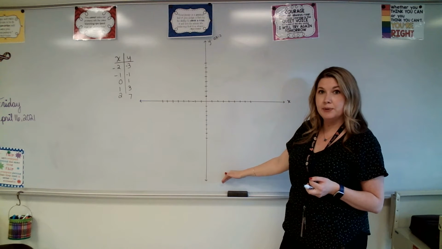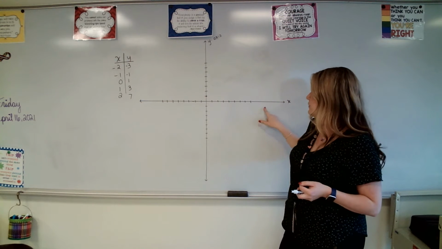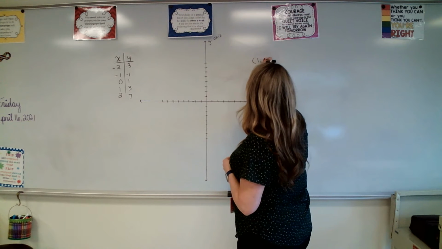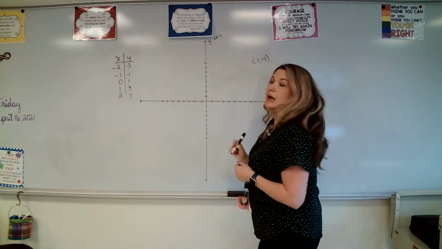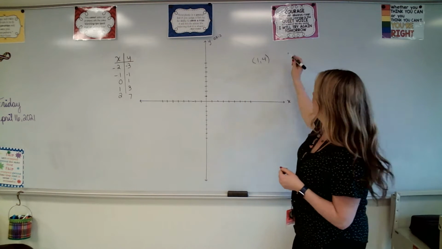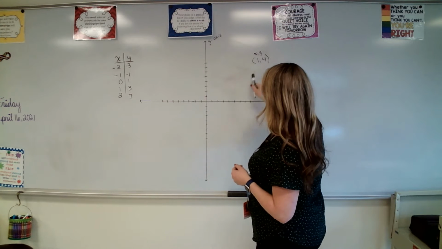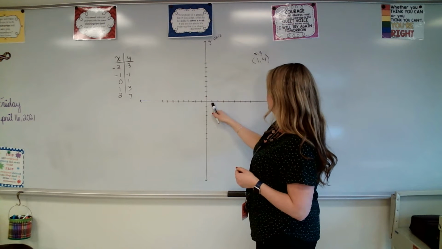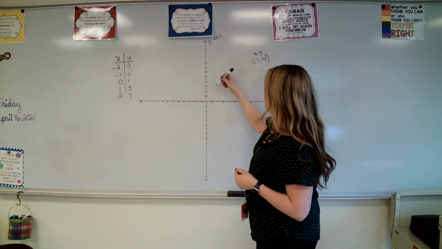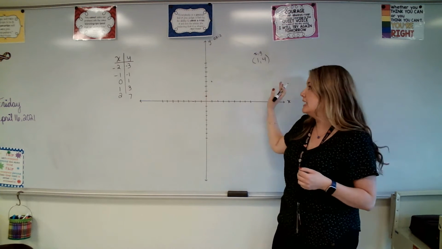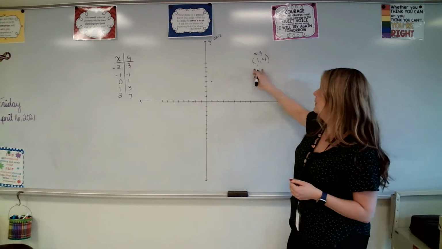So when I'm graphing a point, I need to look at the x-axis first and then the y-axis. So if I have the point 1, 4, and I want to graph this point, I know all of my points are written as x, y. So I graph 1 on the x-axis, and then I go up 4 on the y-axis. So this is the only point on the entire grid that can be positive 1, positive 4.